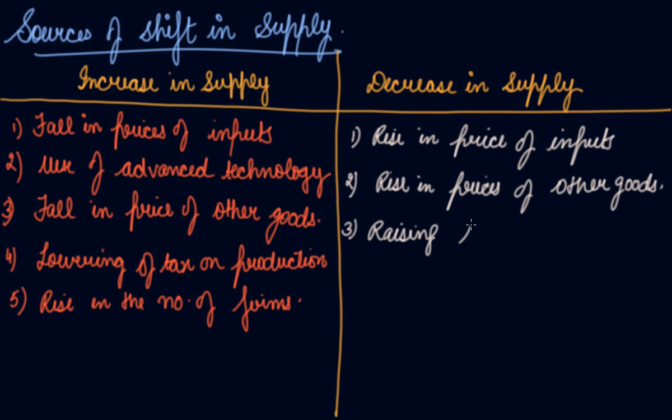Raising tax on production. If the tax on the production increases, what will happen? Again, the cost of production will increase and you will be making lower profits, so you will decrease the supply. Fall in the number of firms.